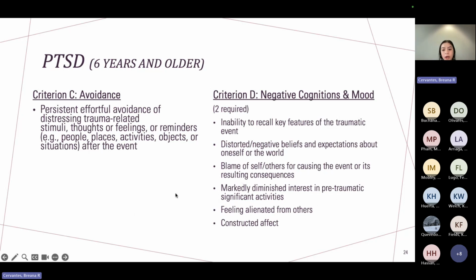Okay, these other ones, markedly diminished interest in the pre-traumatic significant activities that you used to enjoy. That's kind of similar to depression. So loss of interest in activities, feeling alienated from others, so feeling really alone, and then I think this should say constricted affect, so really restricted range of emotion.